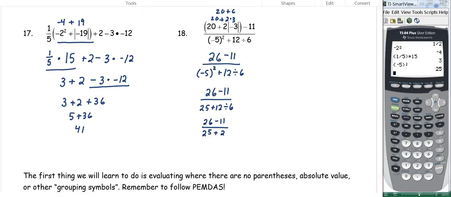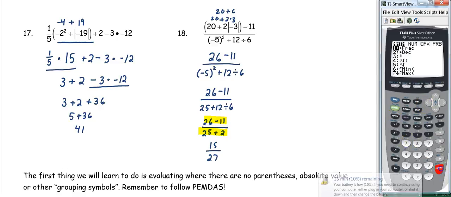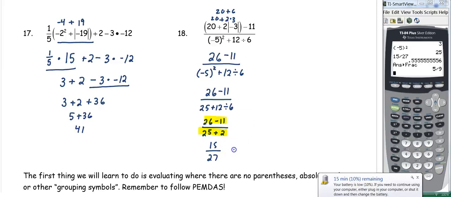Now, because we have addition and subtraction which have the same importance, and they're in a numerator and a denominator, we can do them at the same time again. So 26 minus 11 is 15, and 25 plus 2 is 27. We're going to see if this reduces at all, so in the calculator, 15 divided by 27. Math, enter, and we get 5/9.